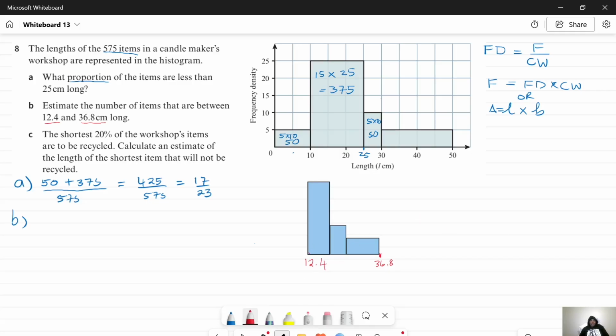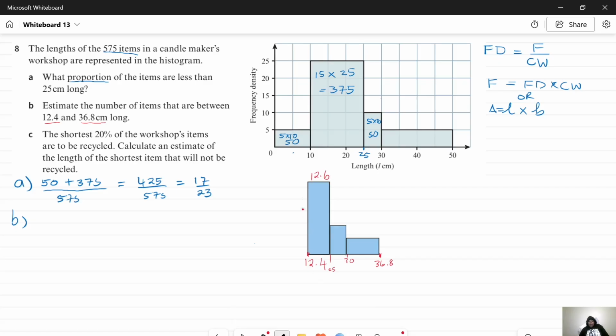So I'm looking for the number of items I have from 12.4 all the way to 36.8. I can see that the class widths are not the same. First of all, I also don't have the same frequency density. So the length and the breadth are not the same for these rectangles. From 12.4, I have to go until 25. So I have 25 here, and here I have 30. I have to find the area of this first rectangle, which is 25 minus 12.4, which will give you 12.6.